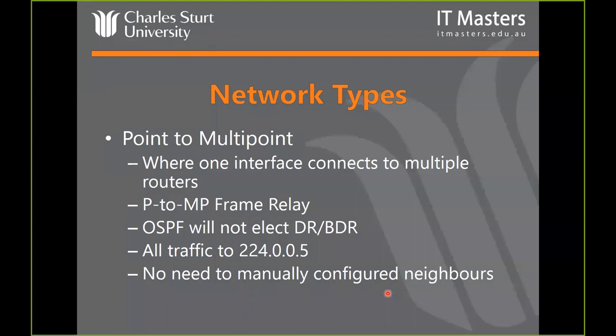Point to multipoint: one interface connects to multiple routers. Point to multipoint Frame Relay is a perfect example of this. OSPF will not elect DRs or BDRs in this case either. All traffic goes to that single address because obviously BDRs and DRs don't exist. No need to manually configure neighbors again. It will work them out on its own.